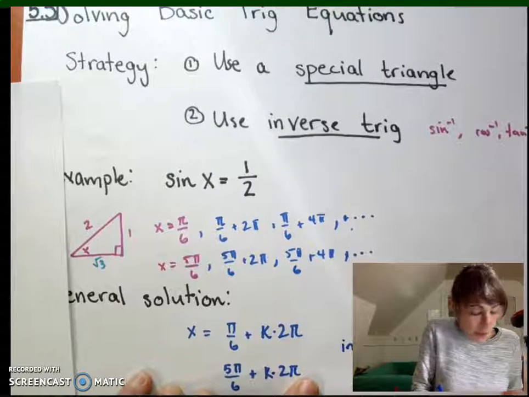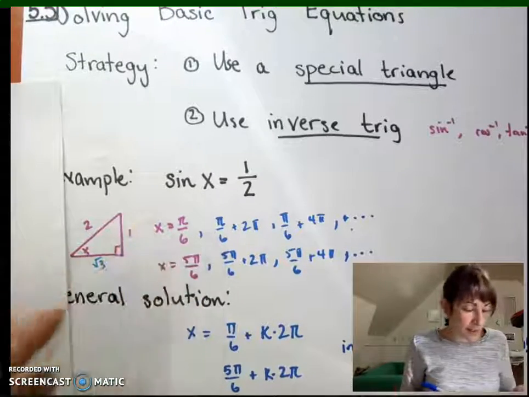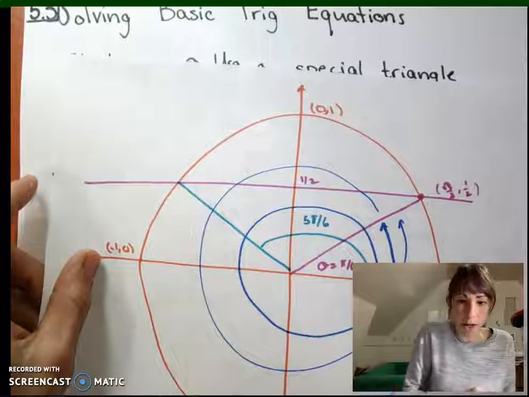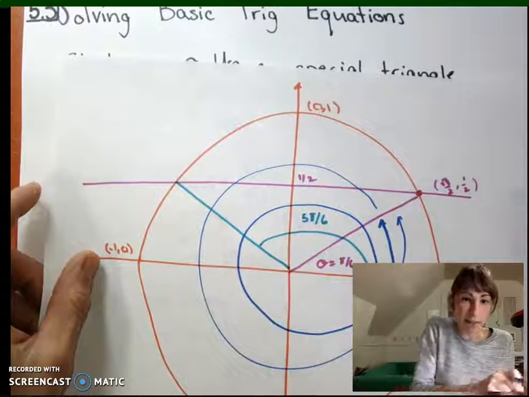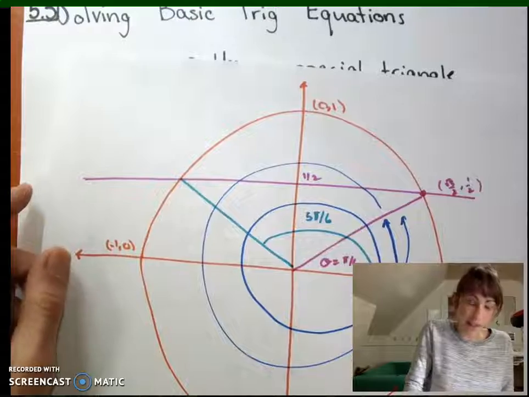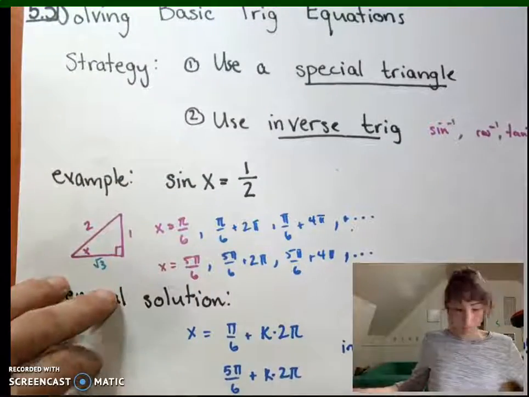And we used our special triangles to find one of them. We used the fact that sine is positive in the first two quadrants to find the second solution, 5 pi over 6, and then we just added multiples of 2 pi onto that to take into account the fact that it's periodic, that it's going to continue to reach 1/2 forever.